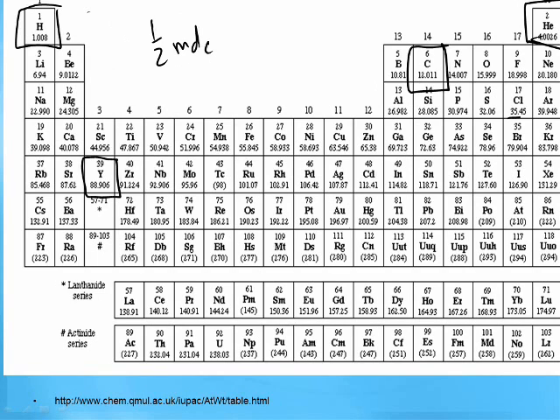Half a mole. Half a mole of hydrogen is 0.5 grams. Half a mole of helium is 2 grams. Half a mole of carbon is 6 grams. So molar mass is just that atomic mass in grams.